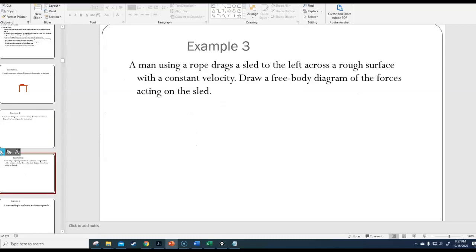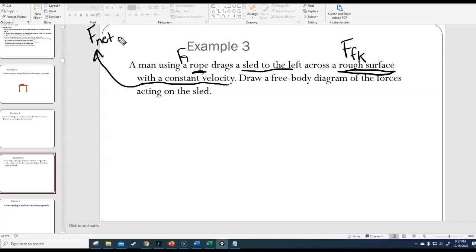Example 3. A man using a rope. Context clue: rope or string, there's got to be tension somewhere. Drags a sled to the left across a rough surface. Another context clue. That's telling us that there's friction. Now, what type of friction depends on whether it's moving or not. Well, it says the man is dragging it, so it's probably moving. So that's most likely going to be Fk for kinetic friction. And he's dragging the sled to the left with a constant velocity. Again, context clue, Newton's first law. An object moving at a constant velocity must have a net force of 0.